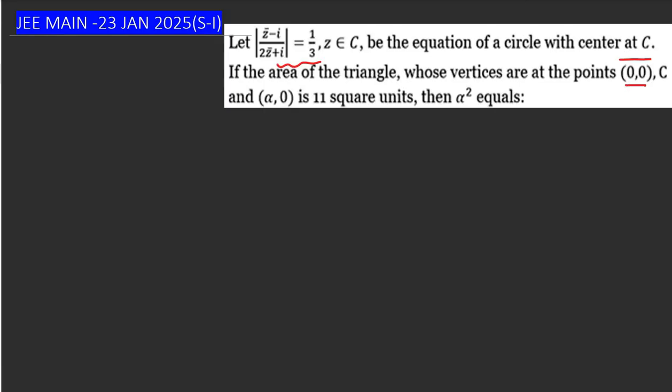Those vertices are the origin and alpha comma 0, and the area is given to be 11 square units. Then alpha square is equal to.